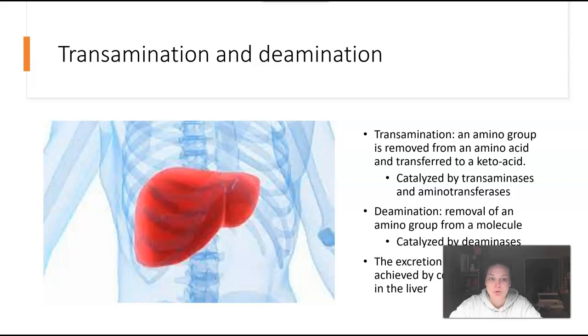The excretion of ammonia is achieved by converting it to urea in the liver. So ultimately, that is the goal. Overall, transamination leads to the catabolism of excess amino acids and converting essential amino acids into non-essential amino acids. And this is achieved through several cycles.